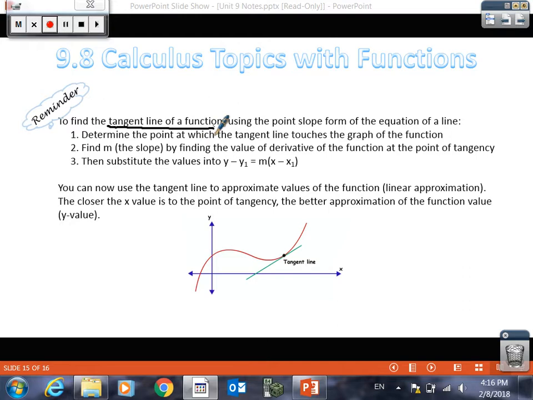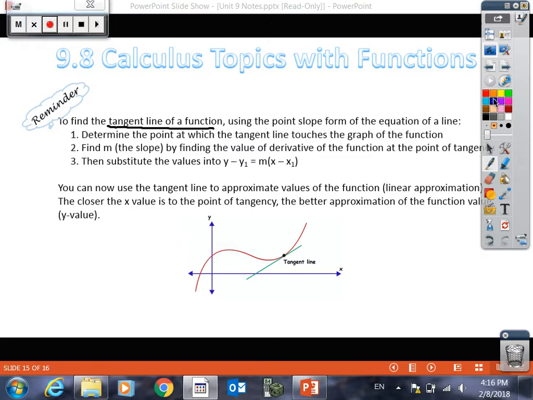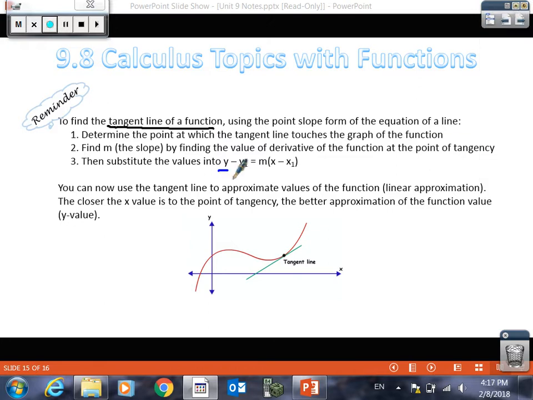We've actually done this before, but to find the tangent line of a function, what we like to do is use point slope. Yes, my favorite equation of the line. So this little guy right here. And three things, right? We need y1, x1, and m. Those are the three things that we need to fill out our equation of the line.